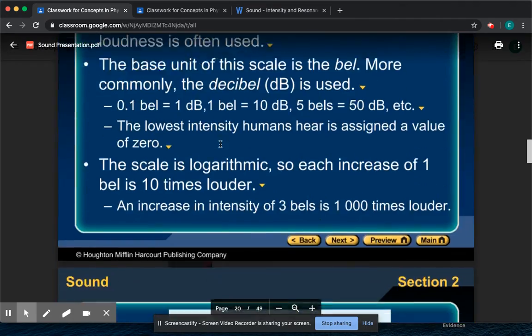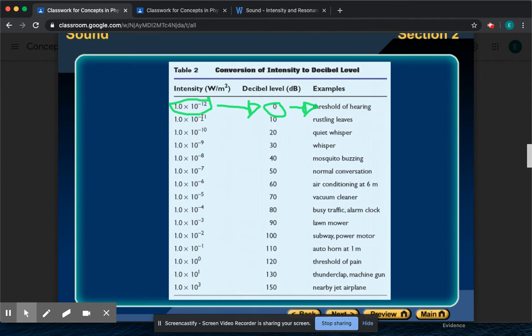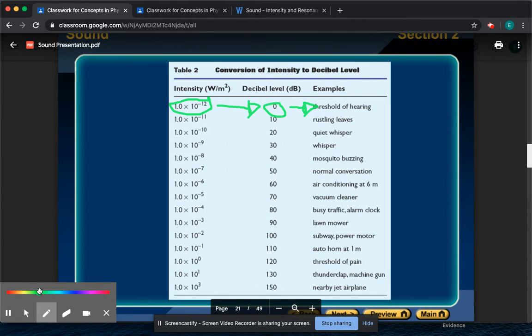Now we're getting into the units. This table gives you reference points. At 10 decibels, that's like leaves blowing on the ground, the wind blows some leaves, that's 10 decibels. Someone whispering to you, a very quiet whisper, is like 20 decibels. Mosquitoes at 40, a regular conversation between normal people, that's at 50. Now you start getting into machinery. Vacuum cleaners are at about 70, lawnmowers are at 90. Once you start getting to the 120, this is the cutoff point.